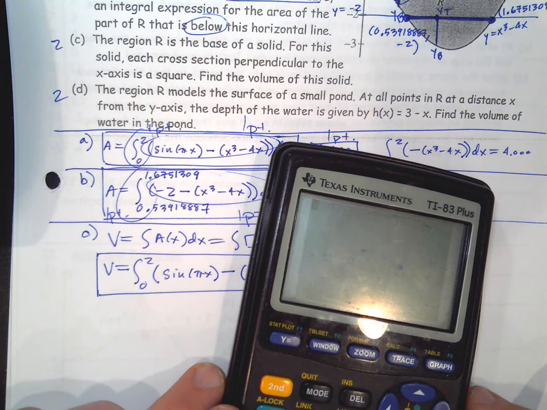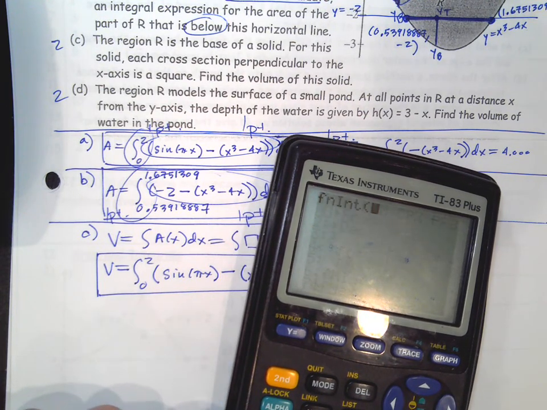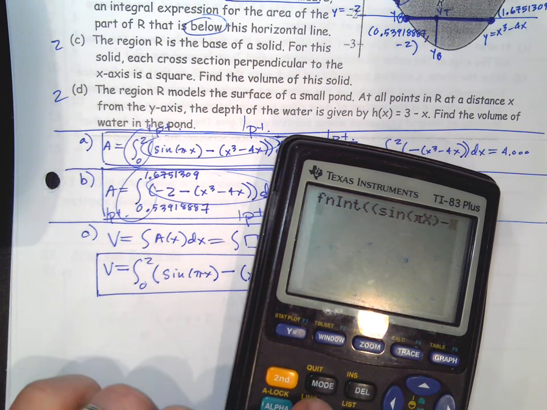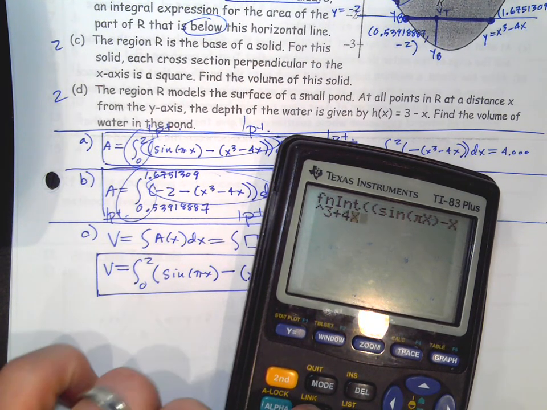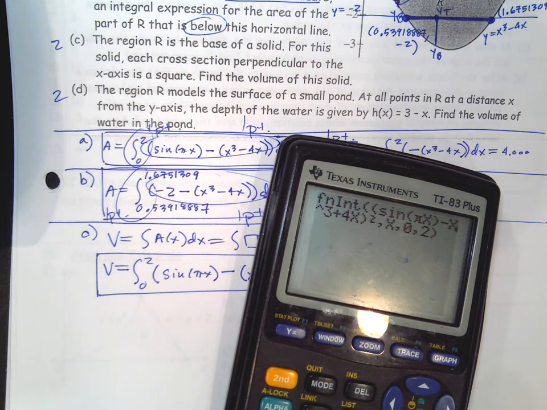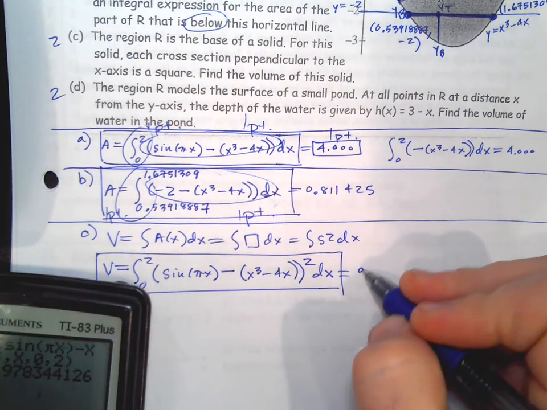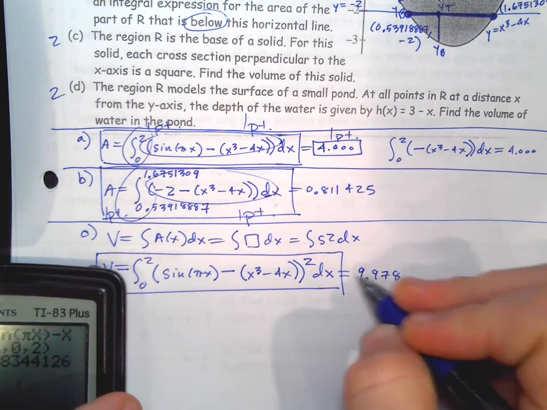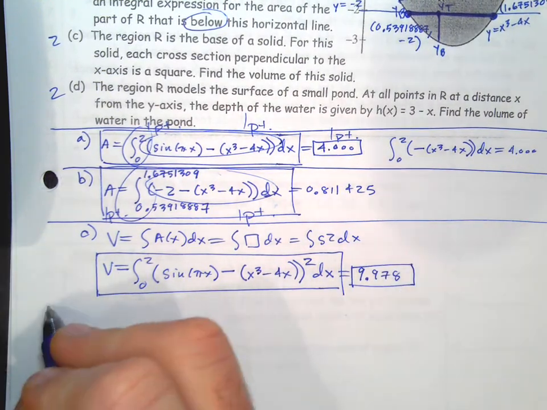Okay, so let's see, math 9, parentheses, sine pi x, close parentheses on sine, minus x to the third plus 4x, close parentheses, squared, comma x, comma 0, comma 2, and see what we get. 9.978. 3 decimal accuracy, rounded or truncated, comes out the same this time.